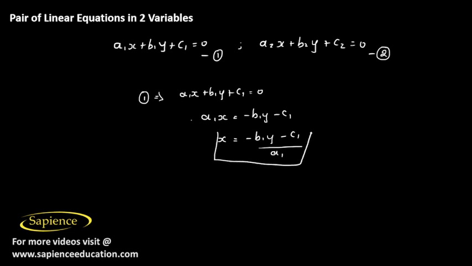Now this value of x should be substituted in equation 2. Instead of x in equation 2, we substitute minus b1y minus c1 by a1, and then we solve this equation and we will get the value of y. So step 3 is substituting the value of x in the other equation so that we can find the value of y.